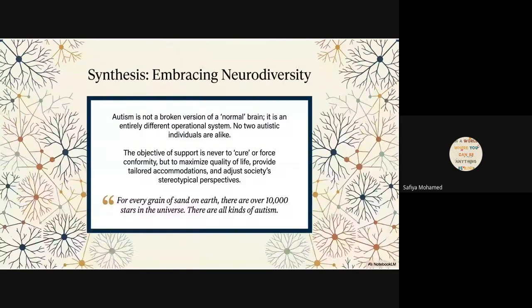No two autistic individuals are alike. The objective of support is never to cure or force them to conform to society. No. But to maximize the quality of life, provide tailored accommodations. Like we said, the professionals will come into the house and show you what to do, what not to do. You must build a ramp here, you must not put that loud music on, etc., etc. And adjust society's stereotypical perspectives.